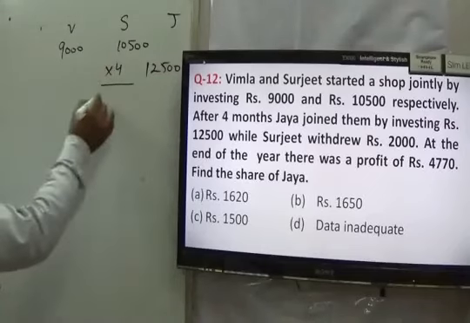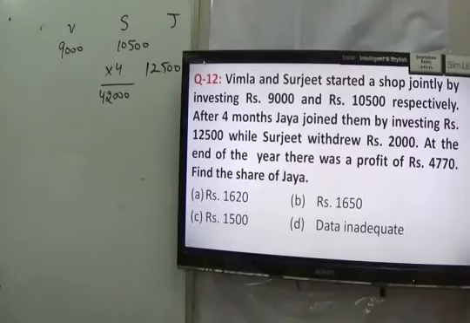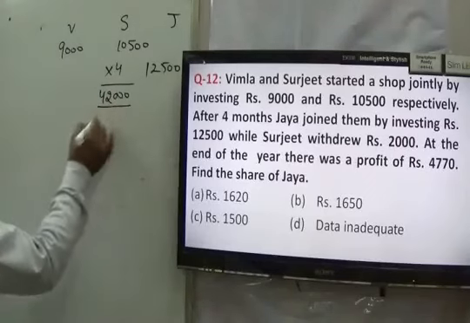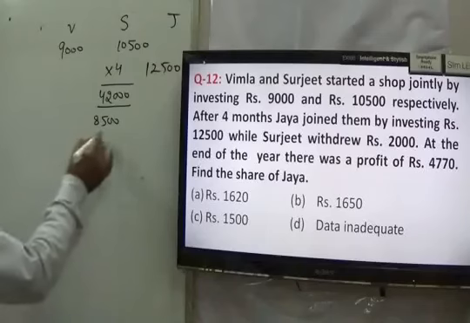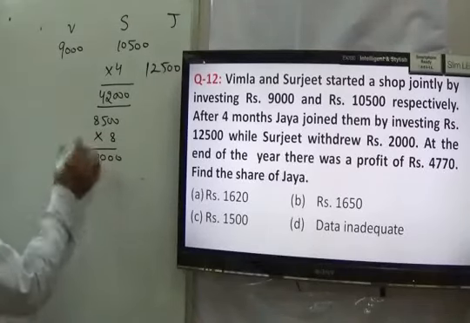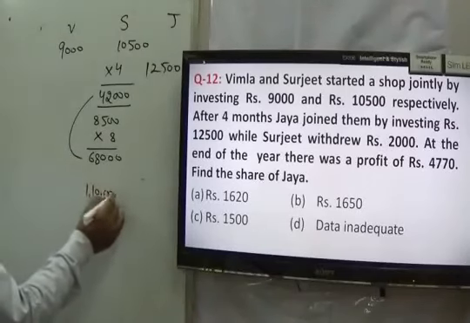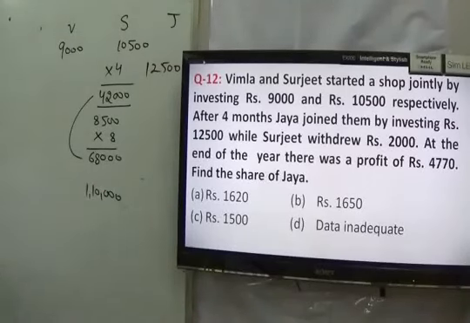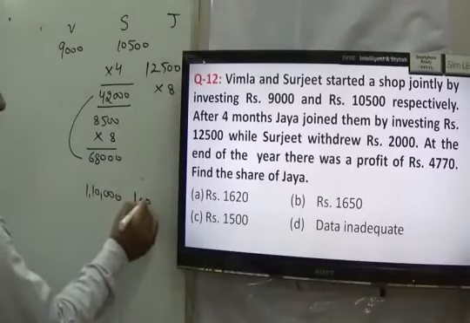At that time, Surjit withdrew, which means Surjit was in the business for 4 months. That would be taken as 42,000. At that point, he withdrew 2,000. Now how much is left for him is 8,500. And now, how much period is left? 8 months. Add both. You get 1,10,000. When I talk about Jaya, she was in the business for 8 months, multiplied by 8, you get 1 lakh.